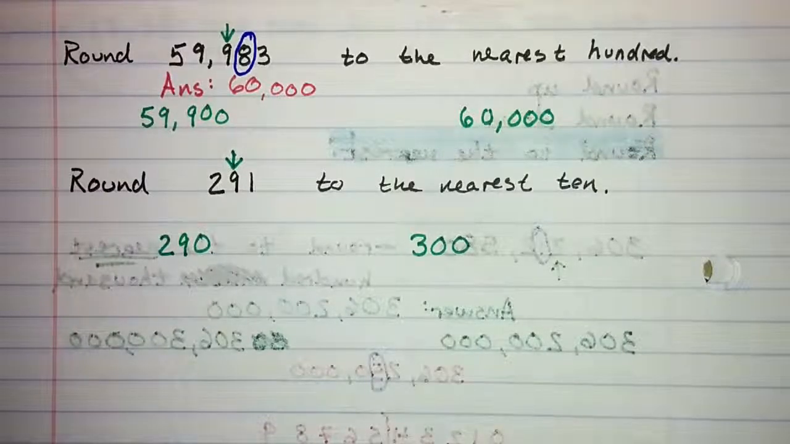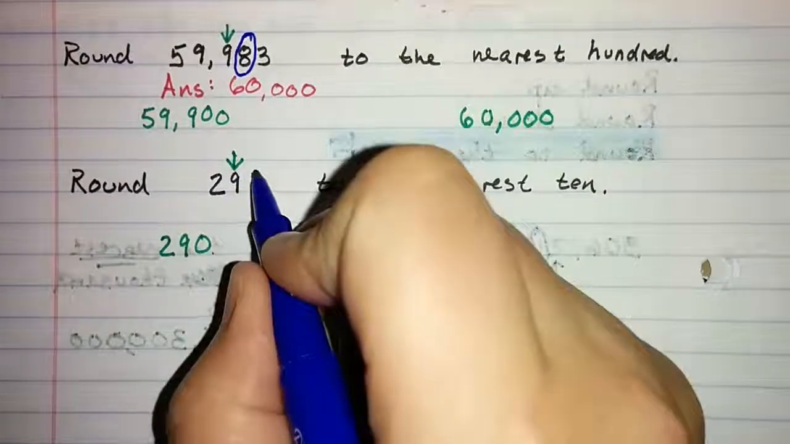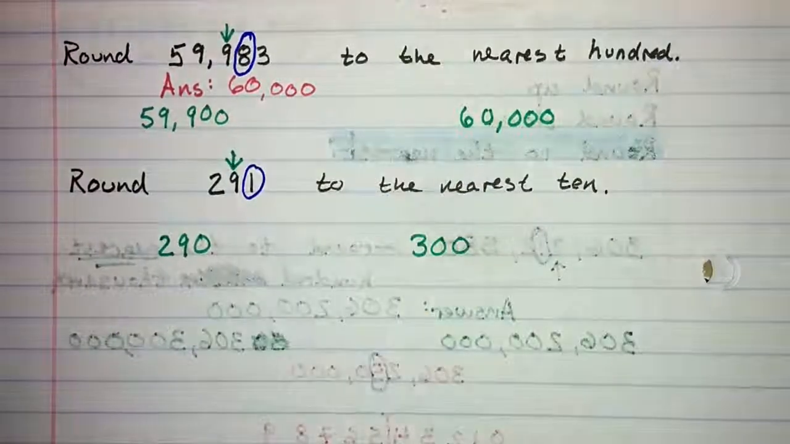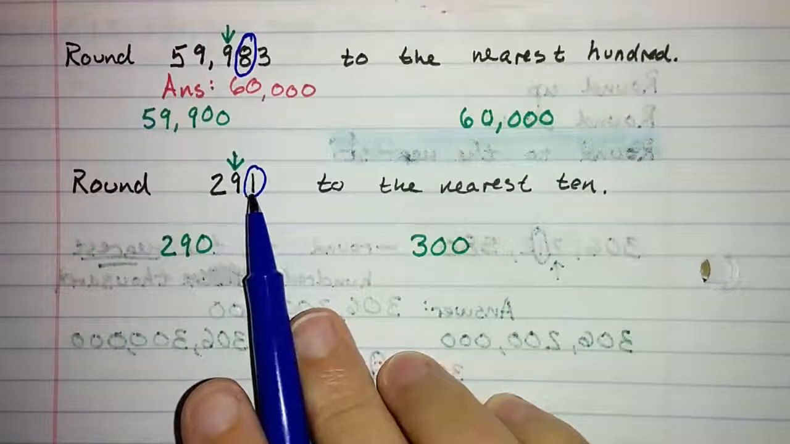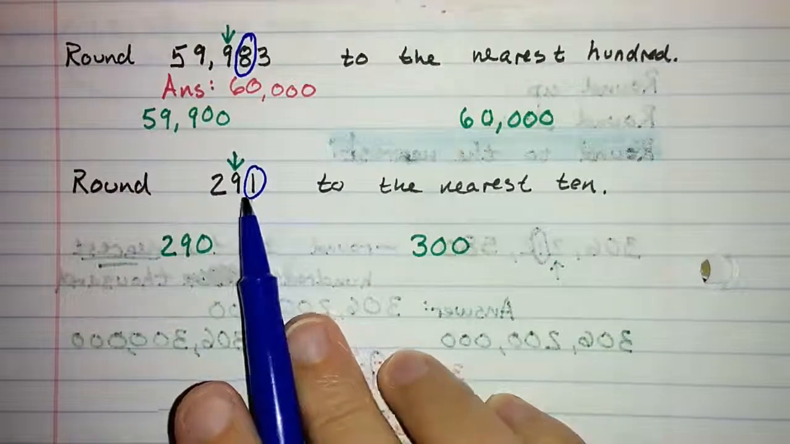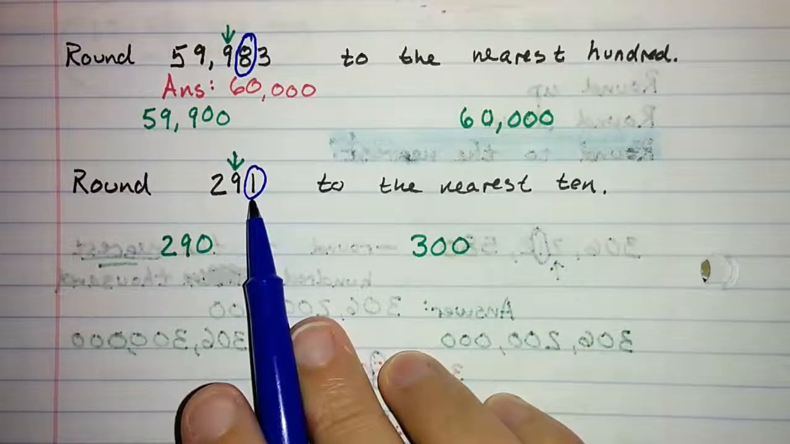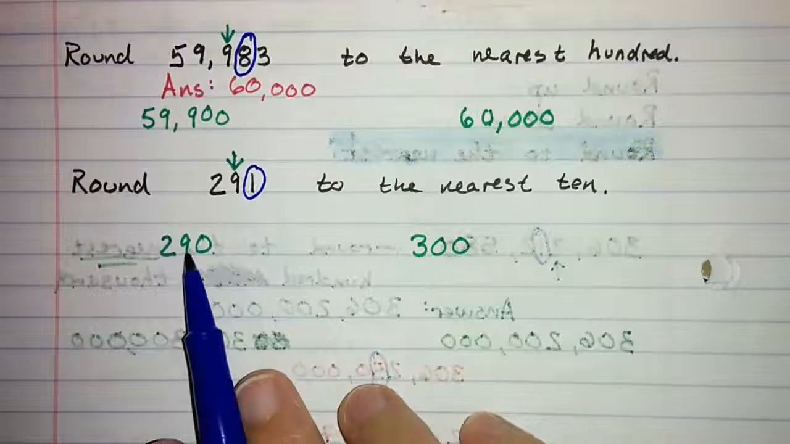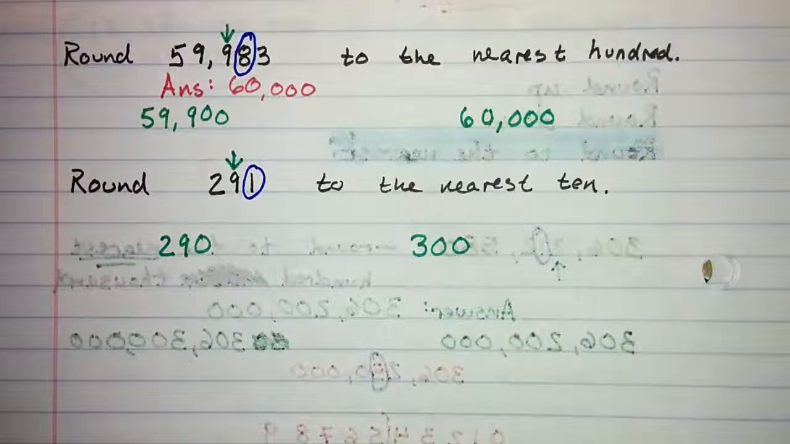How do we decide which one it's closer to? We look at this next digit. Is it bigger or smaller than 5? Well, this is smaller than 5, right? So this number is closer to 290.